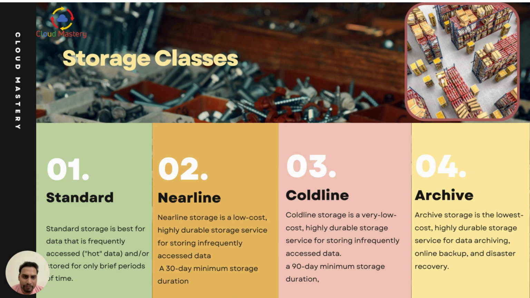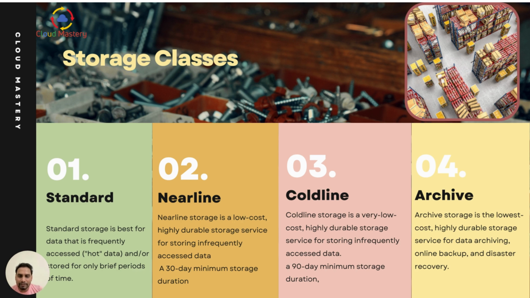The next one is nearline storage class. Nearline storage class is a bit lower in cost compared with standard storage class, and it is a highly durable storage service for storing infrequently accessed data. Nearline storage class is a better choice than standard storage class in scenarios where slightly lower availability is acceptable, like when you need to access the data at most once in 30 days. In such cases, you better use nearline storage class. It is ideal for data that you plan to read or modify on average once per month or less.